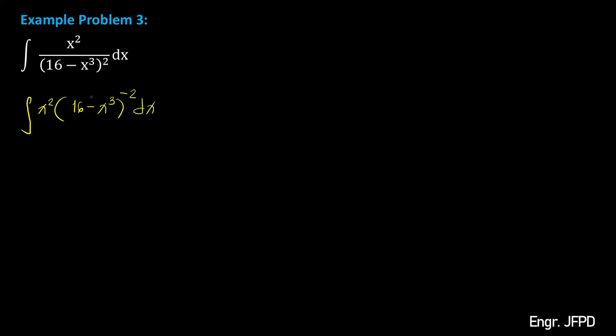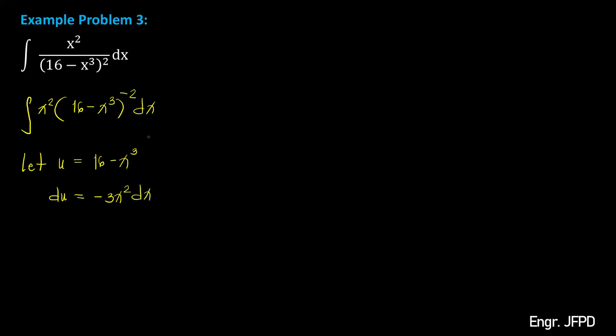Then, as we notice, here we have a function raised to an exponent, wherein let's let 16 minus x cubed be the variable u. So let u be equal to 16 minus x raised to 3. Then, taking the derivative of the equation on both sides, the derivative of u is du. The derivative of 16 is 0, the derivative of negative x cubed is negative 3x squared, and the derivative of x is dx.